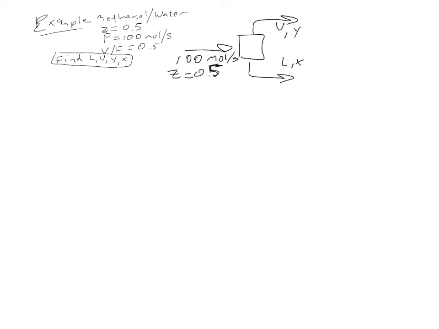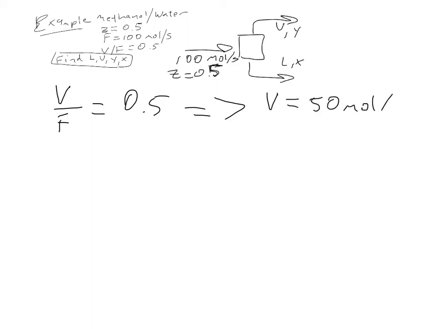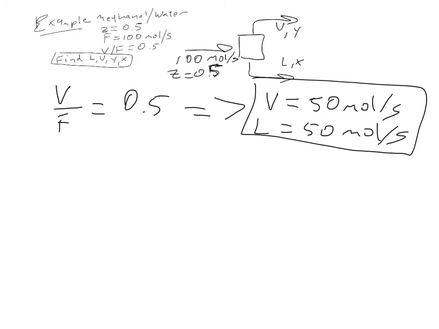And we can quickly just do a material balance, or look at the material equations. V over F is equal to 0.5, and based off of F and an overall material balance, we find that V is equal to 50 moles per second, and L is 50 moles per second. So there's our material balances. So now we just need to find Y and X, the concentrations of the liquid and vapor streams. What we'll do is create a McCabe-Thiele diagram for our flash drum and use that to determine Y and X.